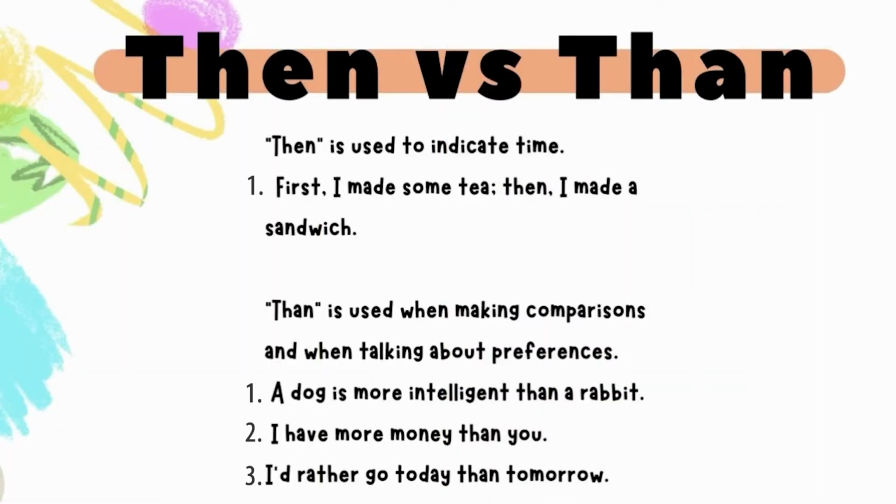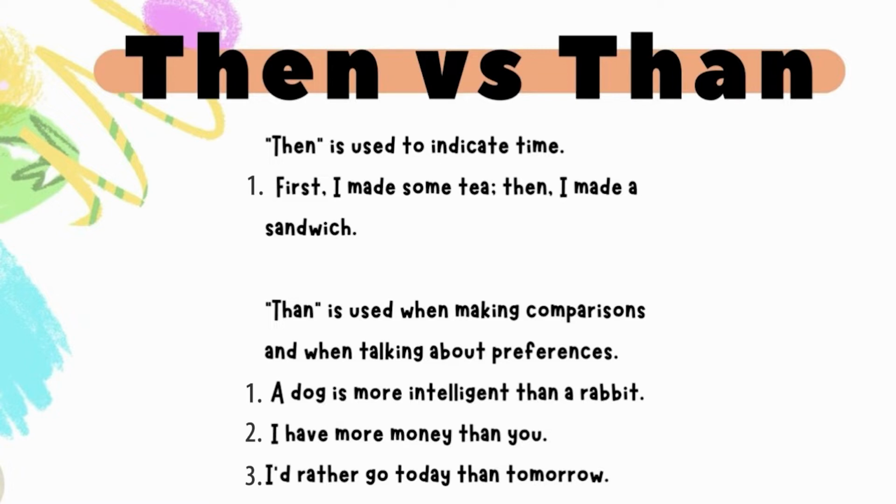Next up, we have then versus than. Then with the E is used to indicate time. I like to think of it as like the cousin of next or after as well, right? The example sentence says, first I made some tea, then I made a sandwich. So the first thing I did was to make some tea, and afterwards I made a sandwich.